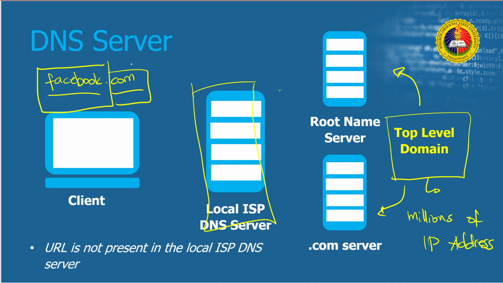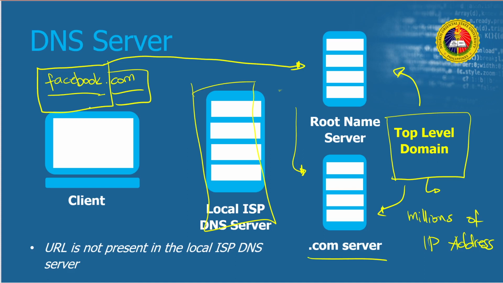So first it looks for the domain name, which it searches in the root name server. The top level domain contains the root name server, which contains all the domain names. The root name server will try to look for Facebook. Then if it finds the word Facebook, that's the time that it proceeds to the next step, which is the .com server. This time, it looks for the word Facebook within the .com server.